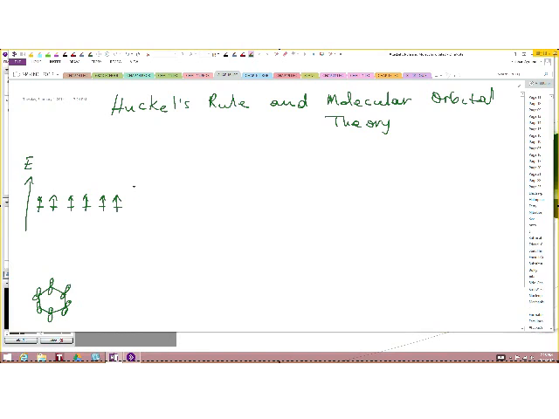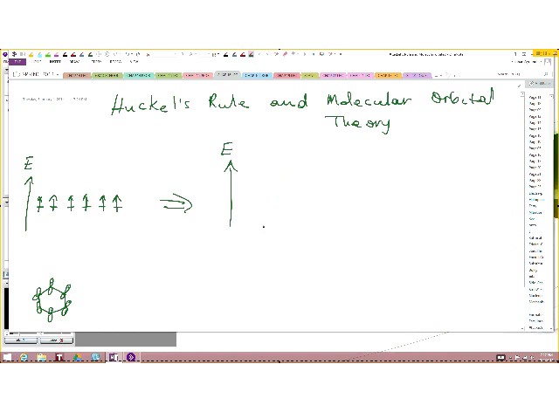According to the molecular orbital theory, if you have 6 p orbitals and you mix them together, you are going to form 6 molecular orbitals. If you have 8 p orbitals, you mix them together, you form 8 molecular orbitals. You have 4 p orbitals, you form 4 molecular orbitals.